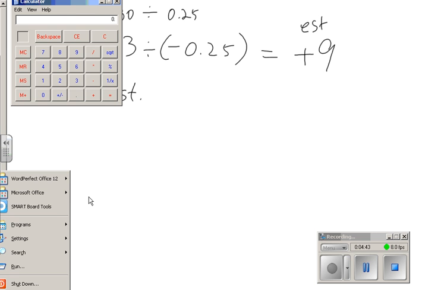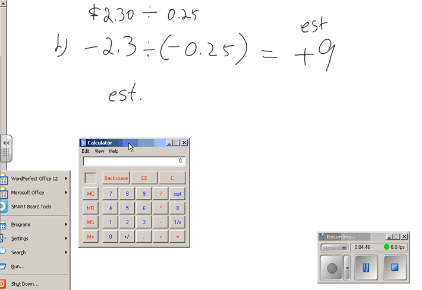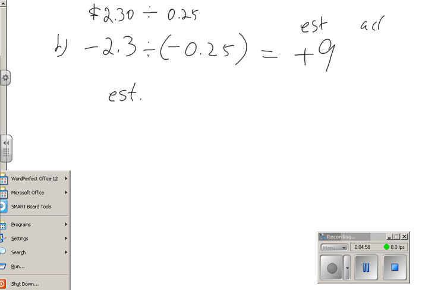And we take negative 2.3, and I won't put the negative symbol because we know it's going to be a positive answer, divided by 0.25. And my actual answer is 9.2. So my actual answer is positive 9.2. Now that's all I wanted you to do. Hopefully you know how to enter it into a calculator and you got the right answer. Okay, and that's how you multiply and divide with rational numbers in decimal form.